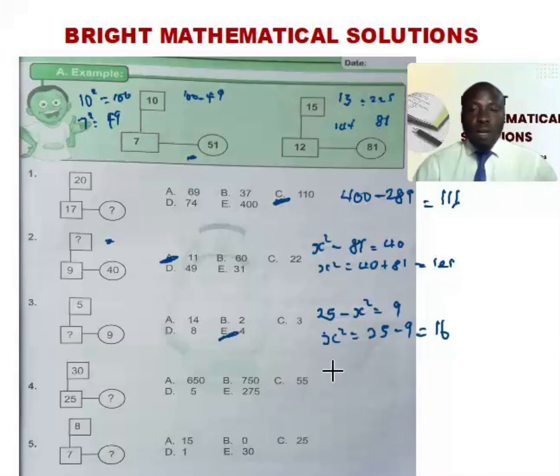The next one, we have 30 raised to the power 2. That gives us 900, minus 25 raised to the power 2. That gives us 625. So if you subtract 625 from 900, it gives us 275, which is our answer. And the last one, we have 8 raised to the power 2, that's 64, minus 7 raised to the power 2, that is 49. So 64 minus 49 gives us 15. So our answer is A, 15.